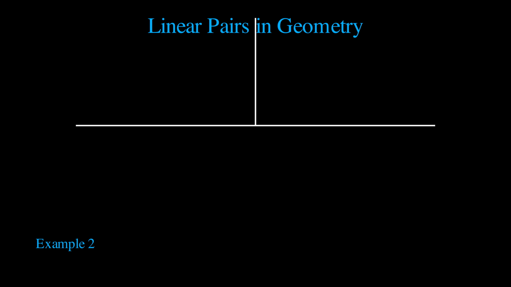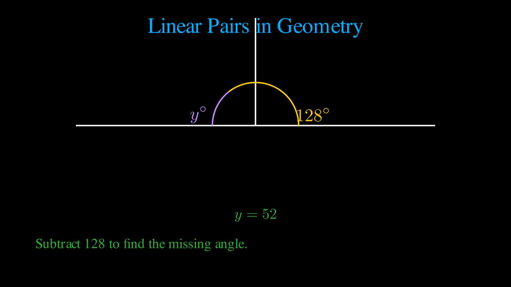Now let's try another example. This time, one angle measures 128 degrees. The angle next to it is labeled y. Again, since they form a linear pair, they must add up to 180 degrees. To solve, we subtract 128 from 180. That leaves us with 52. So the missing angle is 52 degrees.